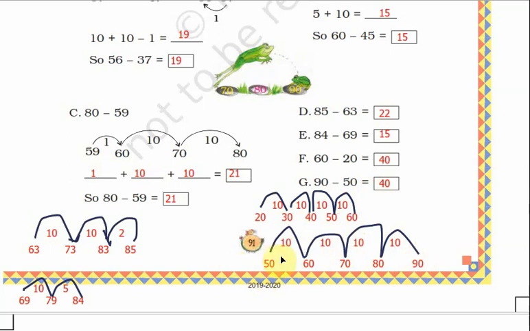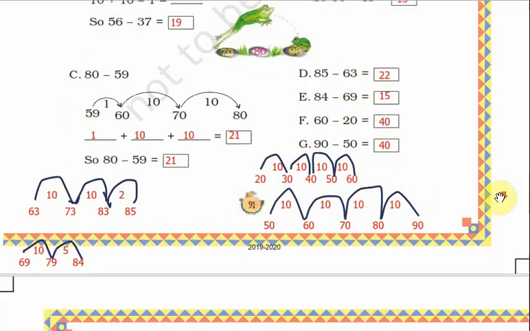So in total, how many jumps did we make? We have made 4 jumps of 10s. So how much is that? We can count. 10 plus 10 is 20, 20 plus 10 is 30, and 30 plus 10 is 40. So we got the answer 40 here. Okay. So complete this in your textbook. This will be given in your notes also.